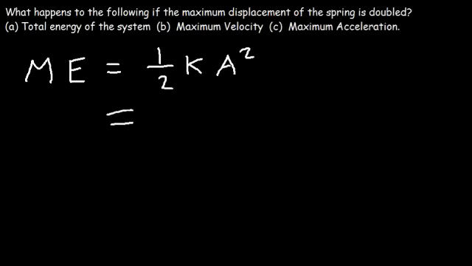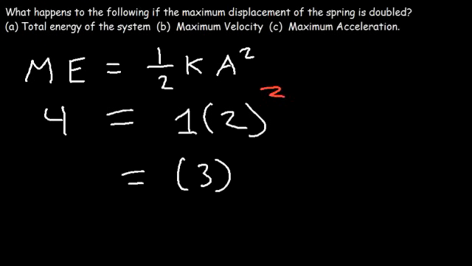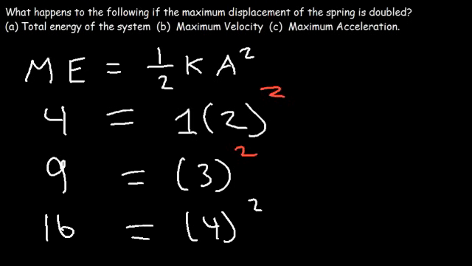For these types of problems, anything that's constant or remains the same, replace it with a 1. So 1/2 K, we're just going to replace it with 1. And plug in the value of A. If you double the value of A, because the function is squared, the mechanical energy will increase by a factor of 4. If we were to triple the value of A, the mechanical energy will increase by 3 squared, which is 9. If we quadruple the value of A, the mechanical energy will increase by a factor of 16.